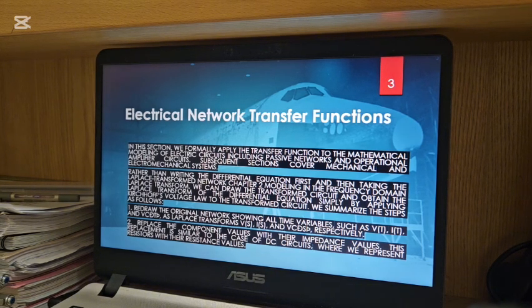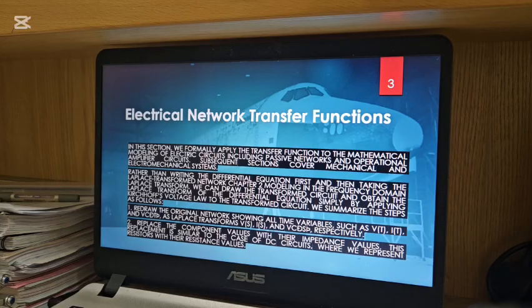Rather than writing the differential equation first and then taking the Laplace transform, modeling in this chapter will be in the frequency domain using the Laplace transform. We can draw the transformed circuit and obtain the Laplace transform of the differential equation simply by applying Kirchhoff's voltage law to the transformed circuit.